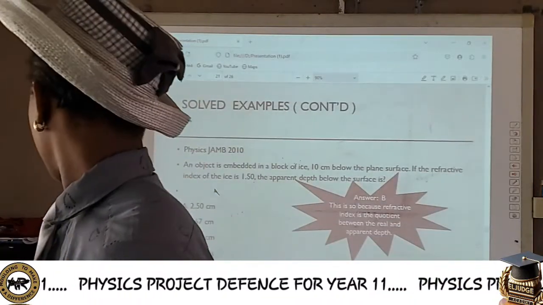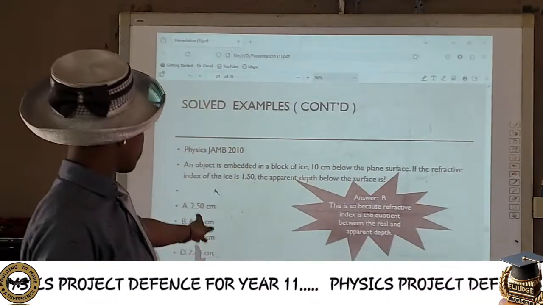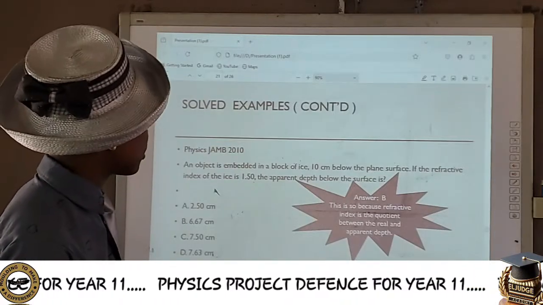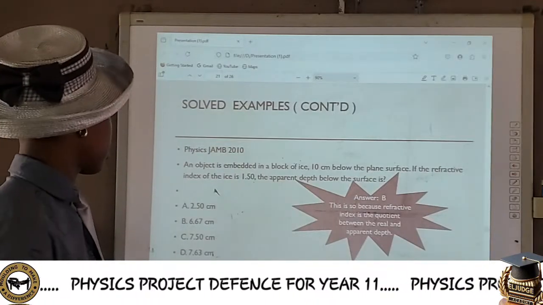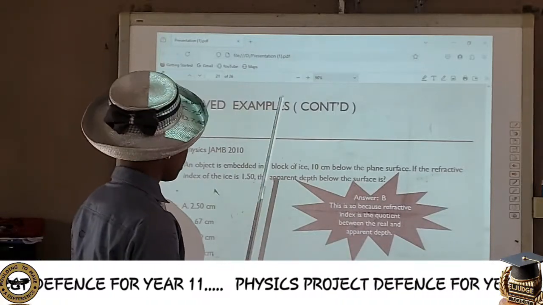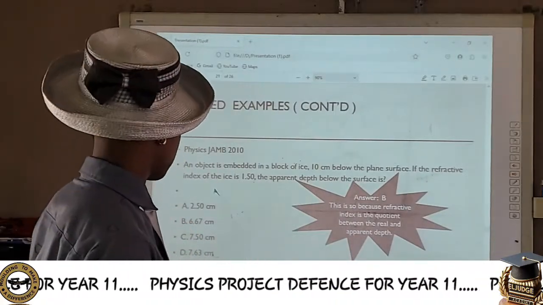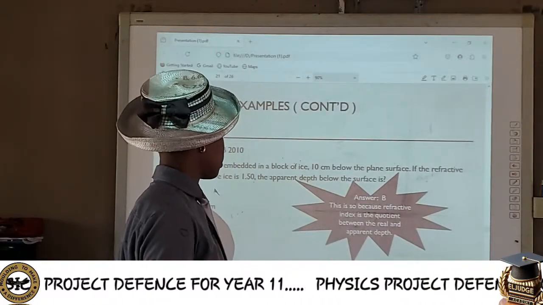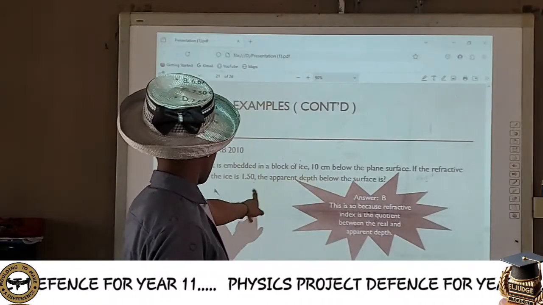And then in the continuation of the solved examples, we have JAMB 2010. An object is embedded in a block of ice 10 centimeters below the plane surface. If the refractive index of the ice is 1.50, the apparent depth below the surface is, and the answer will be B because the refractive index is the quotient between the real and apparent depth.